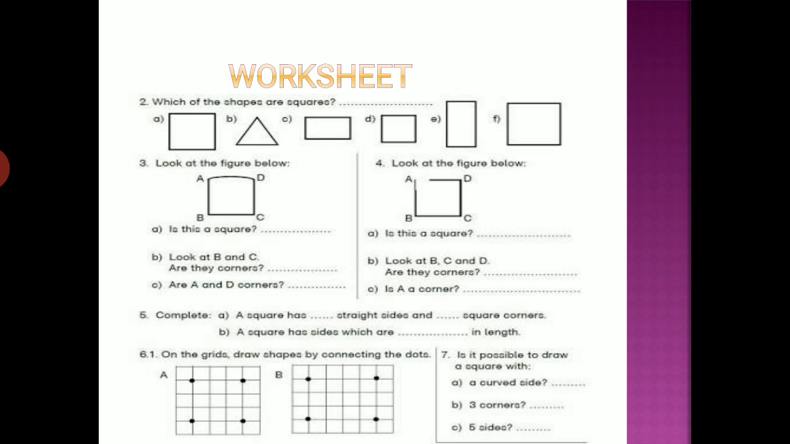Is it possible to draw a square with a curved side? Say yes or no. No. Now B, with 3 corners? No, it has 4 corners. Just now we have read. Now C, with 5 sides? No, it has only 4 sides. Do this worksheet in your notebook.